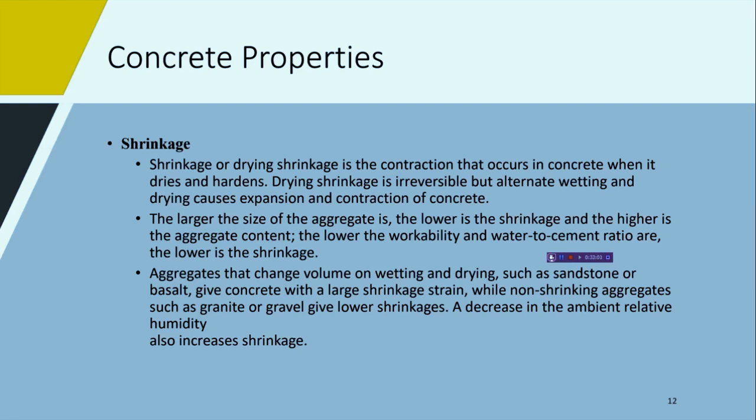So aggregate that changes volume on wetting and drying, such as sandstone or basalt, gives concrete a large shrinkage strain, while non-shrinkage aggregate such as granite or gravel gives lower shrinkage. A decrease in the ambient relative humidity also increases shrinkage. So ada banyak factor juga yang affect shrinkage.